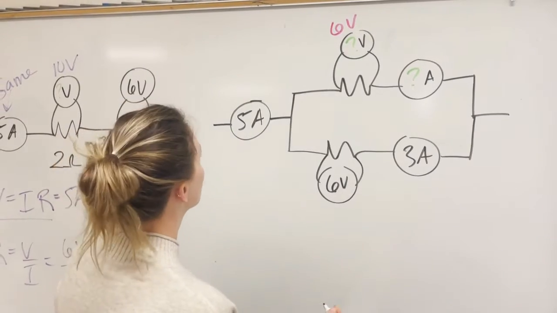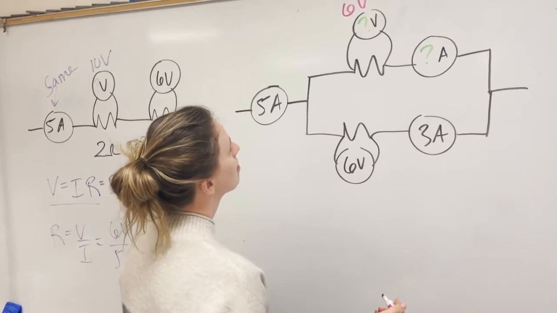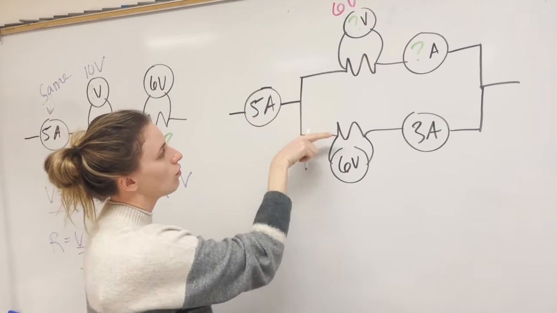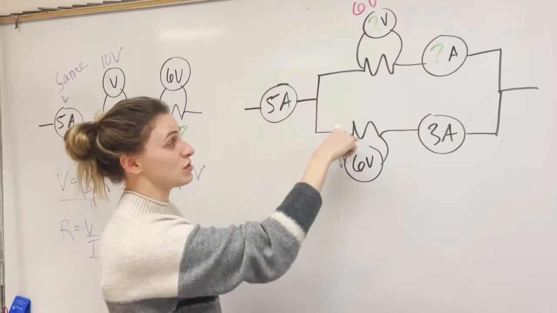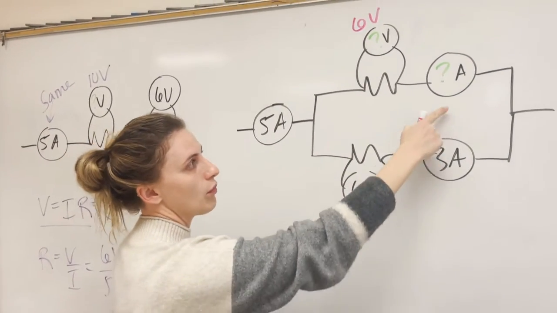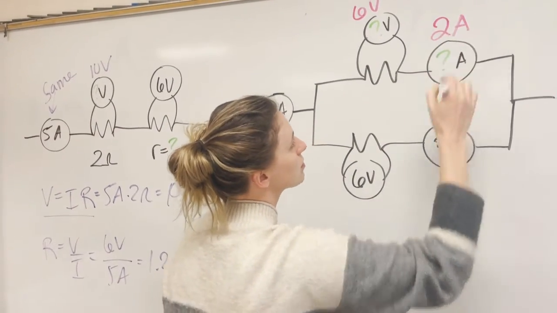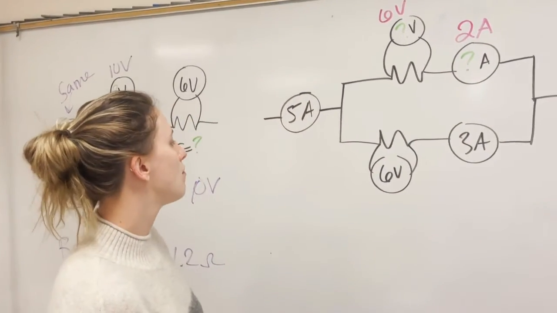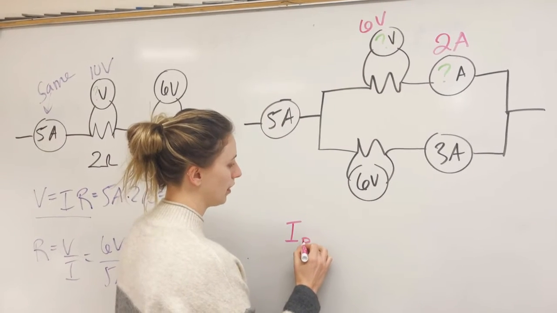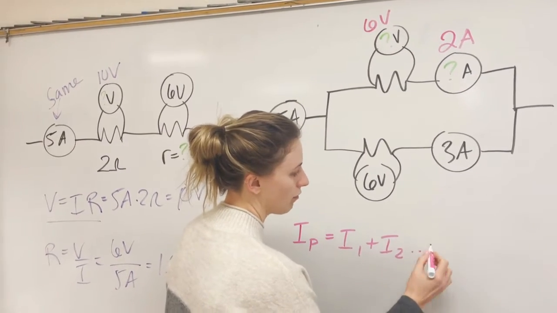Okay, so now what is next? We got the 5 amps coming in from the left. What happens to that current when it hits that junction? It's going to split. Now we have 3 amps going this way, and then the rest of them are going this way. So how much would that be? It's got to be 2 amps. And for our parallel circuit, we know that the total current in parallel is going to be equal to the first one plus the second one, and however many more we have over here.